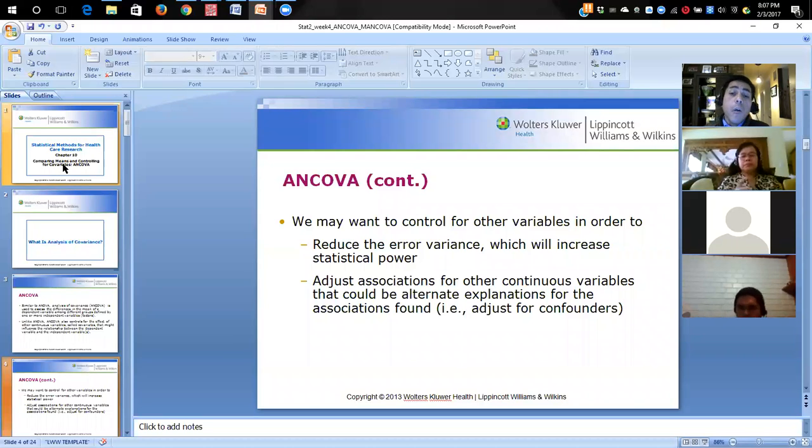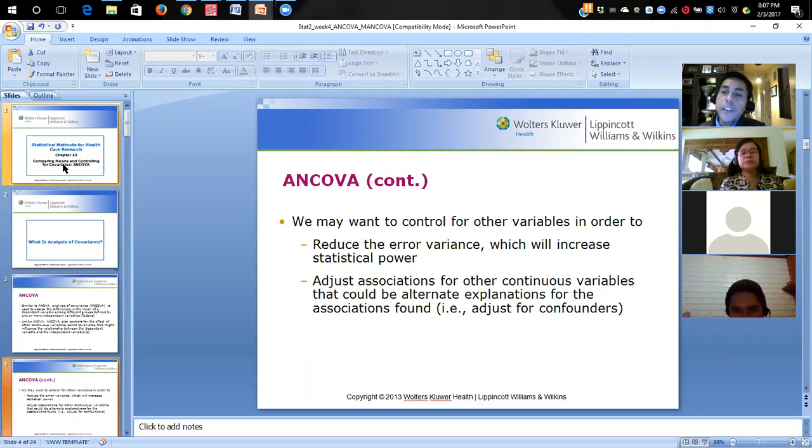So we know that there is a relationship between bone mineral density and exercise. But what about if we think also that, hey, maybe those people who exercise also really eat fruits and vegetables?